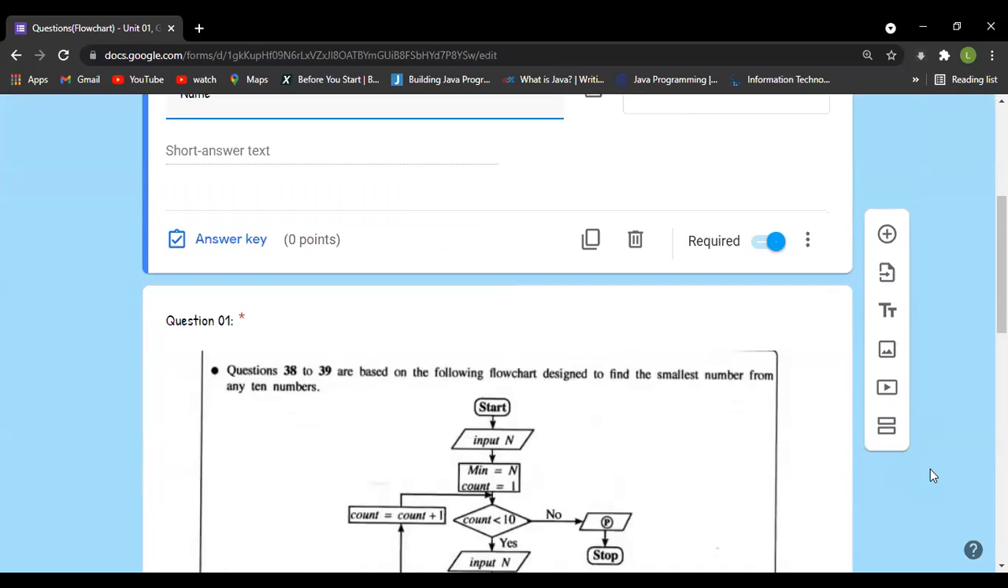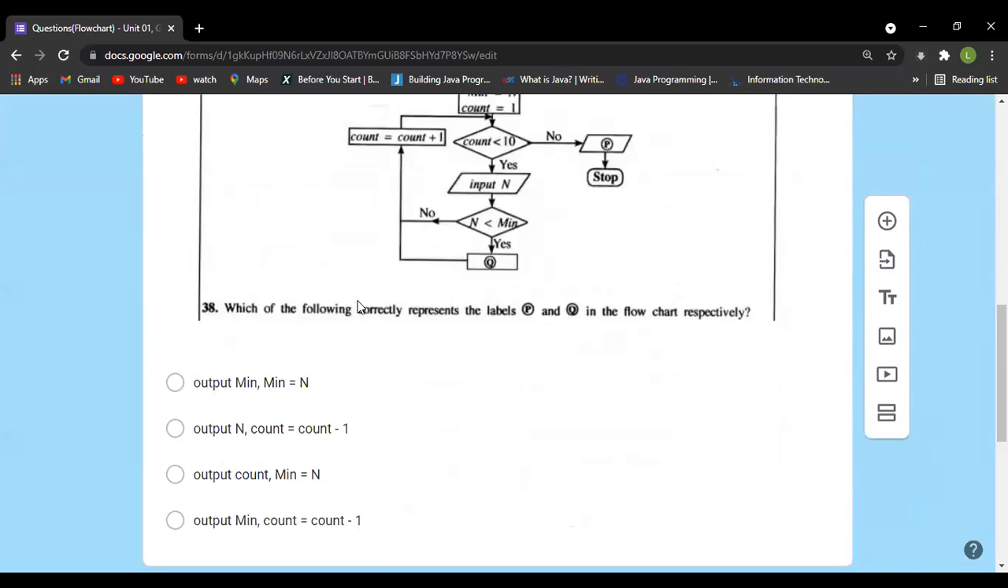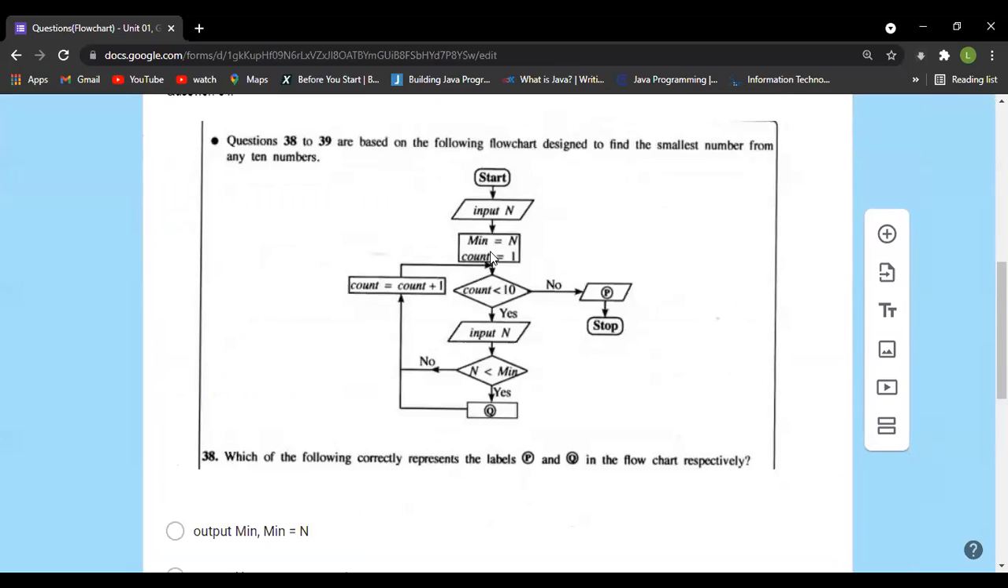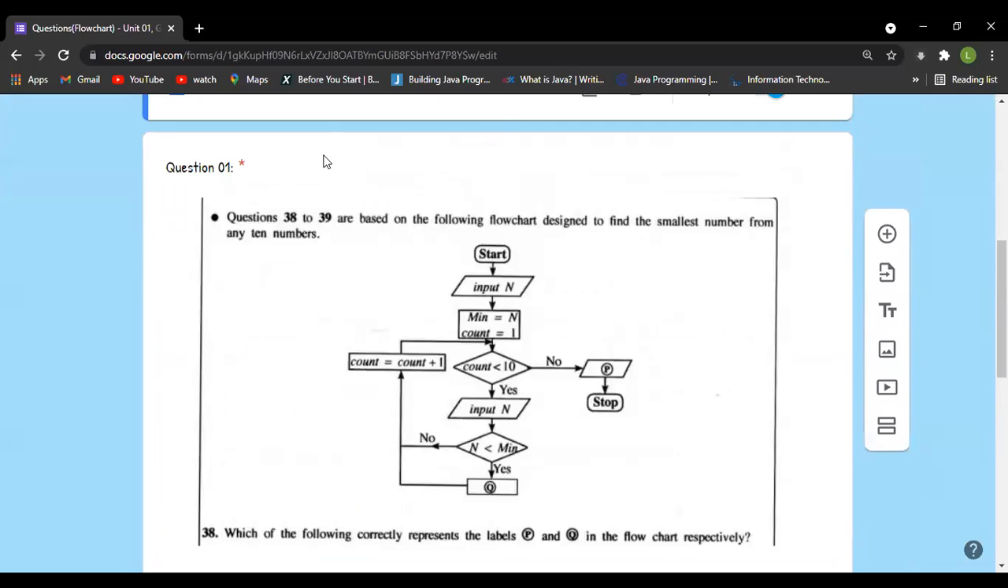Sorry. The first question was, you're going to use this flow chart for both of these questions, the 38th and 39th question. This question is based on the following flow chart designed to find the smallest number. You have to note it, smallest number from any 10 numbers. So you're going to input 10 numbers, any 10 numbers, and you're going to find the smallest number among it.